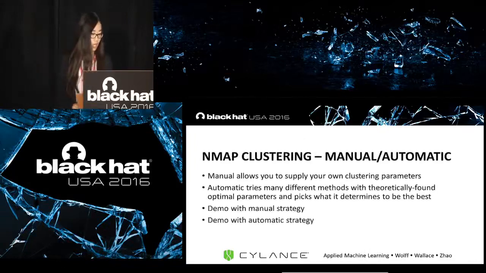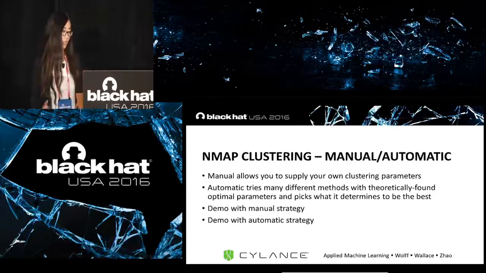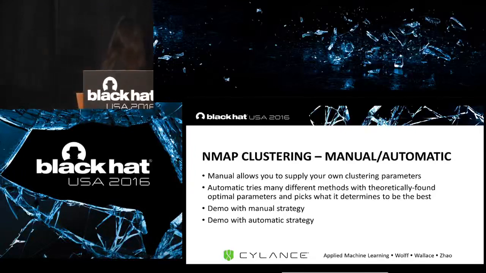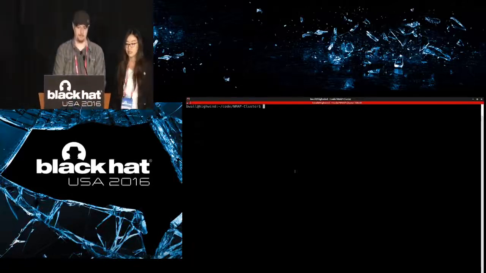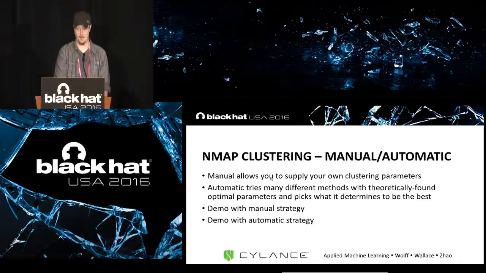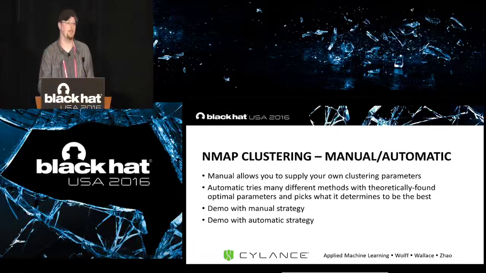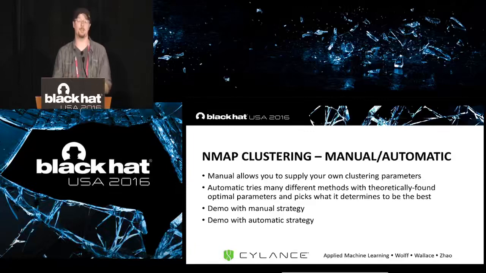So with that said, we want to go through some demos using clustering. Okay, so we're going to go through some demos with the Nmap clustering tool. The first demo we're going to do is the manual method. Here you define the clustering method you want and the hyperparameters, the extra little parameters that go into your clustering algorithm to determine how it works. After that, it's going to be the automatic method, which automatically picks the best clustering algorithm and the best hyperparameters for the algorithm itself.